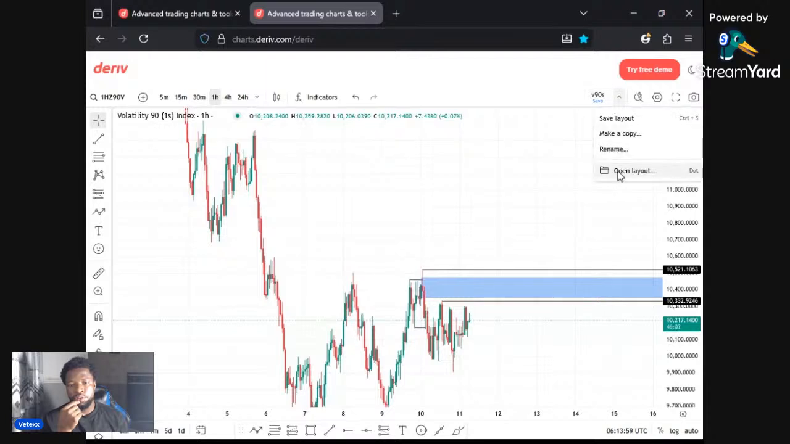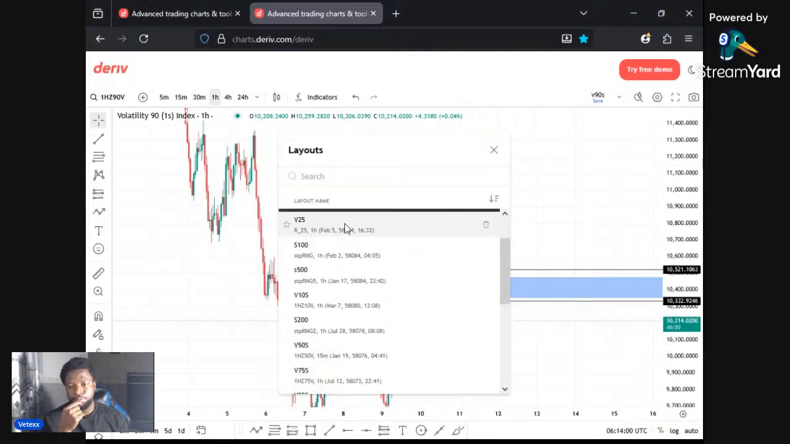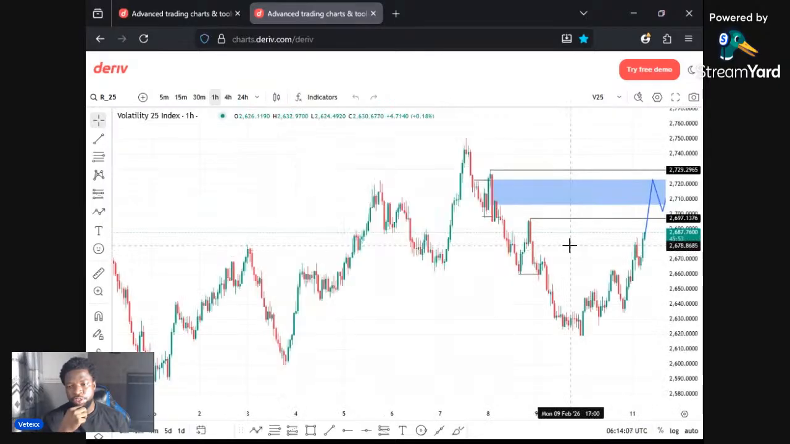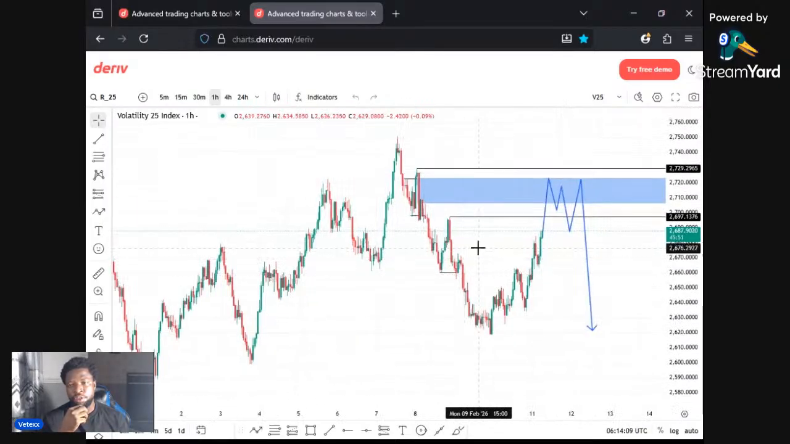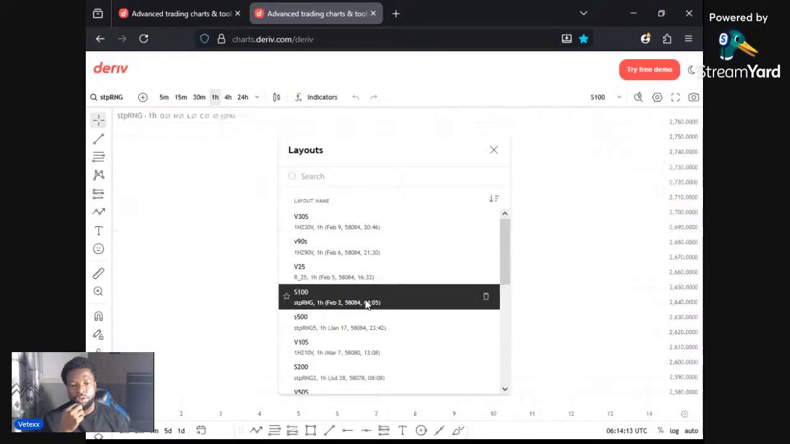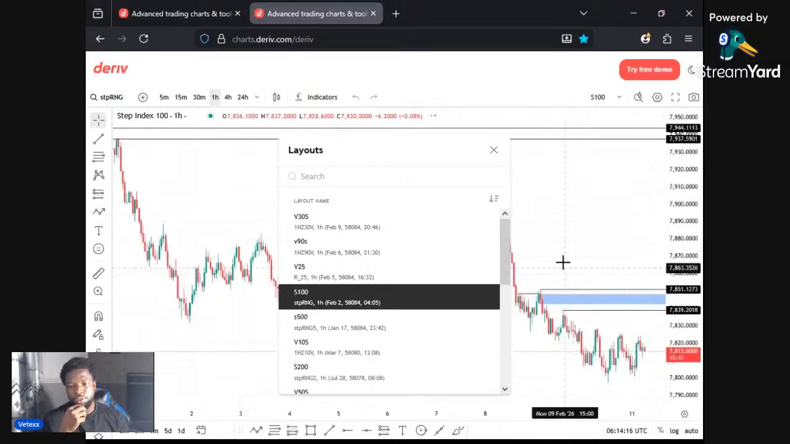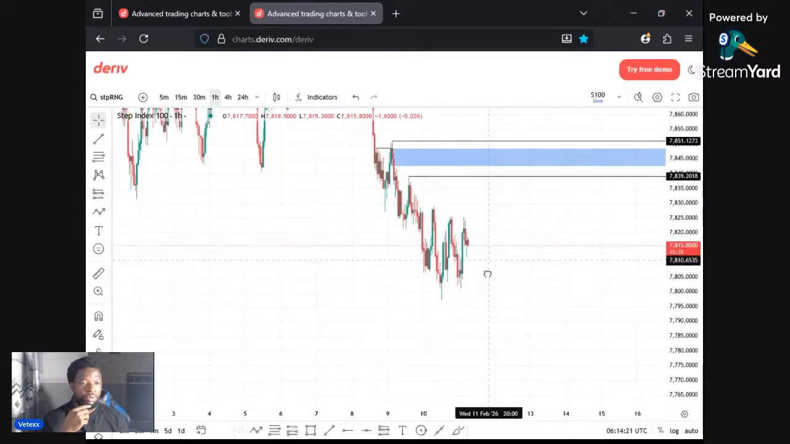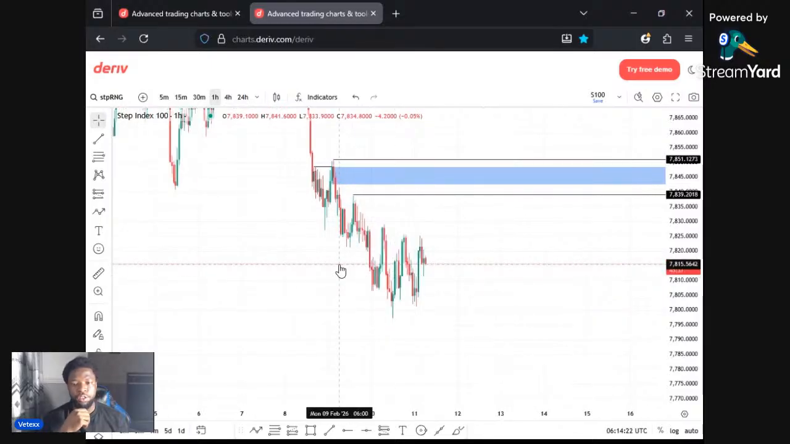The third one is V25. Anticipating a sell on V25 too, because it's bearish. The fourth one is step 100. This is what we have on step 100. We're anticipating on step 100. So we have these four setups we're anticipating.